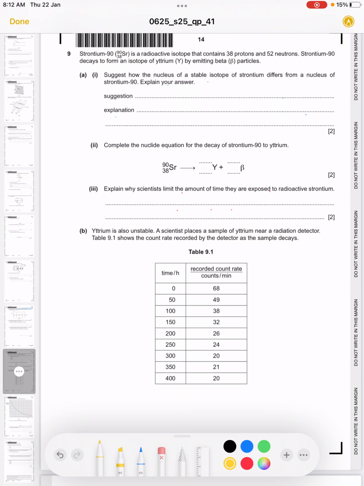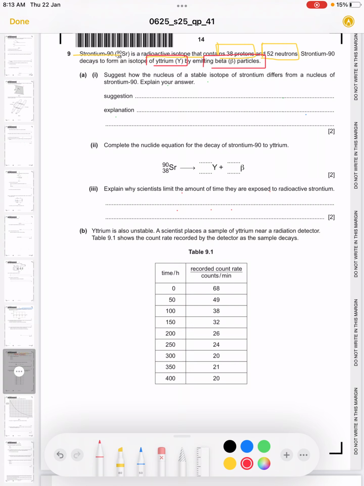Strontium 90 is a radioactive isotope that contains 38 protons and 52 neutrons. Strontium 90 decays to form an isotope of yttrium by emitting beta particles. Suggest how the nucleus of a stable isotope of strontium differs from the nucleus of strontium 90.